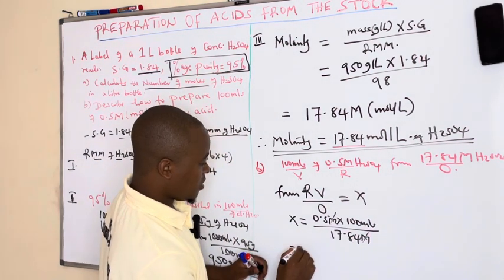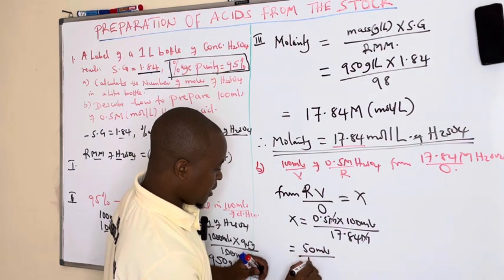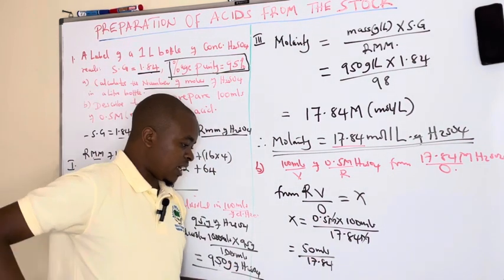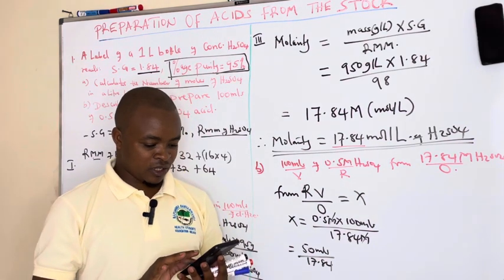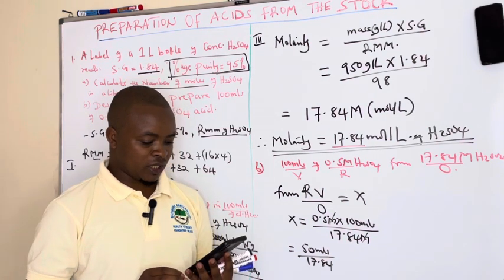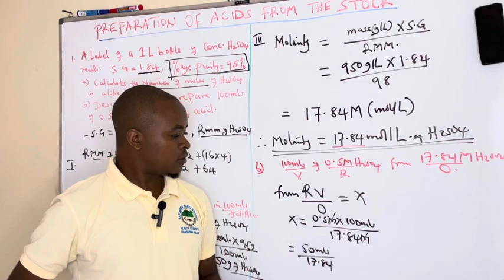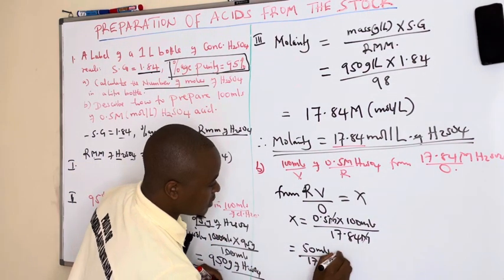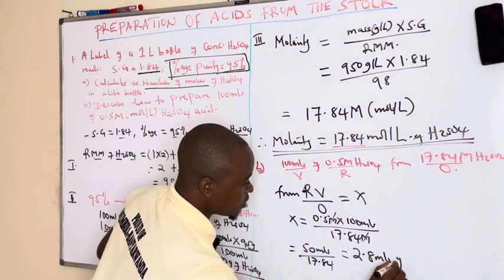We remain with 50 mils divided by 17.84. If we get 50 divided by 17.84, we get 2.8. So the final answer is 2.8 mils of 17.84 molar sulfuric acid.